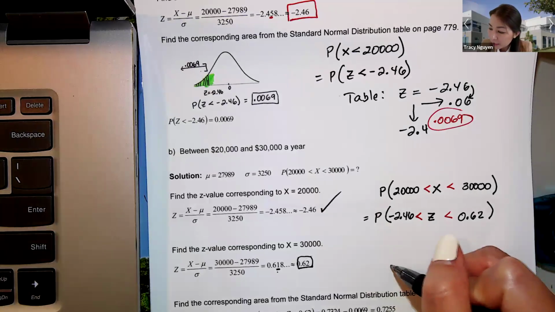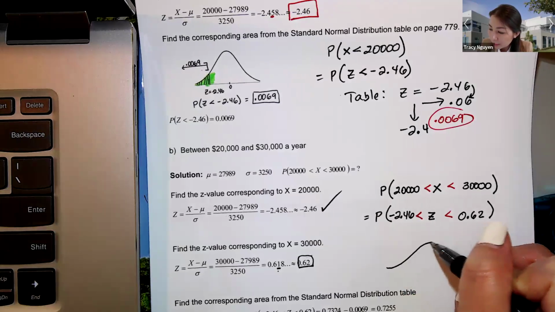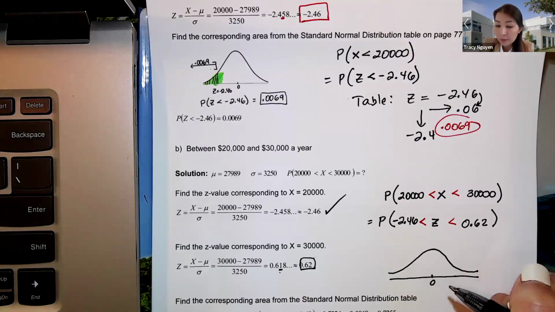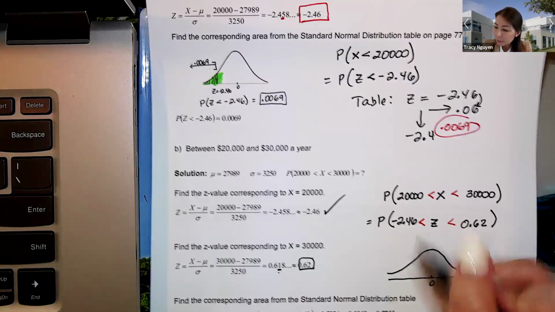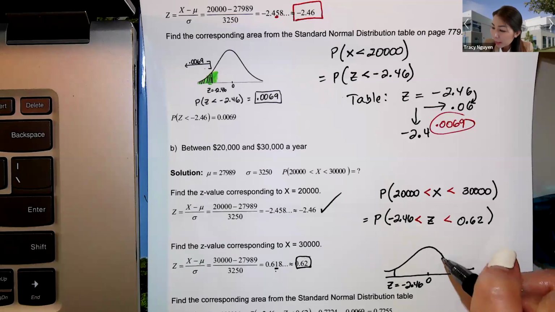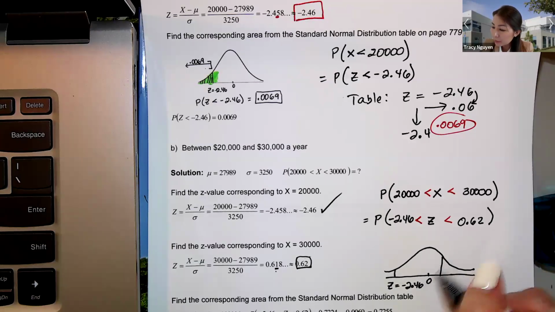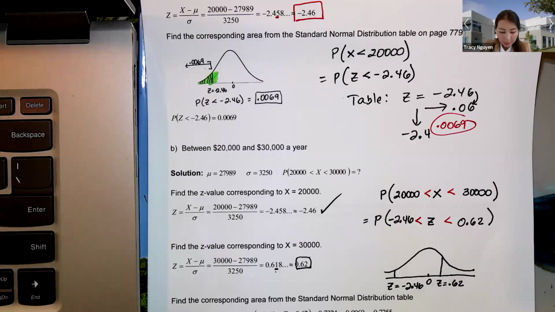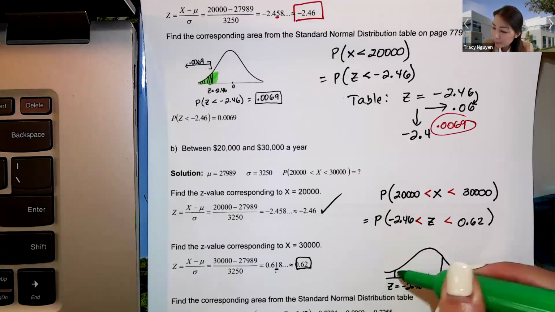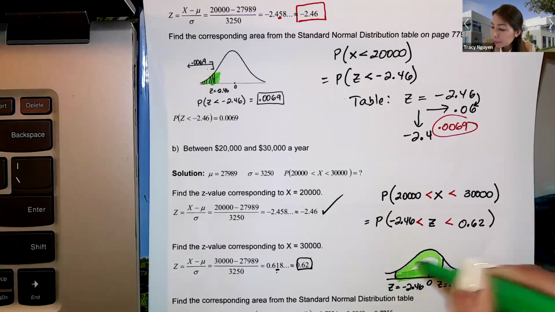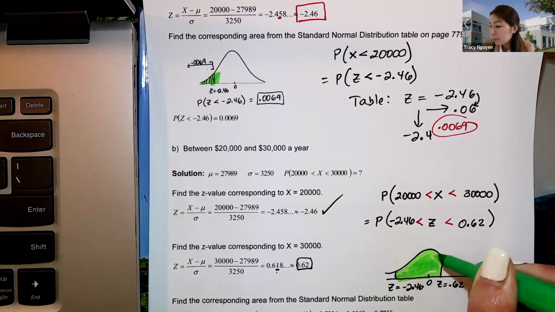so what we have here, we're going to draw our curve. We're going to mark 0 in the middle. One Z value is negative 2.46. So here we have negative, we just go on to the left side of 0. The other Z value is positive 0.62. So 0.62 is close to 0 here. So I'll mark 0.62. What we are interested in is the area between these two Z values.